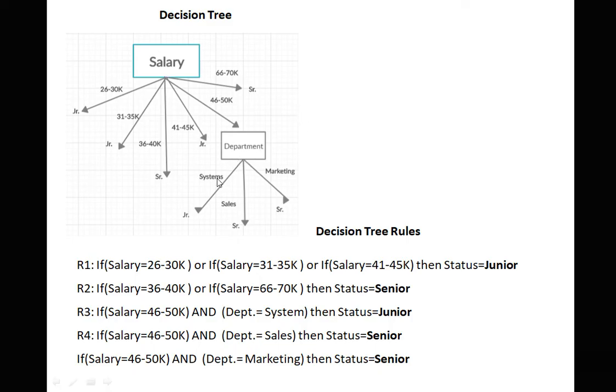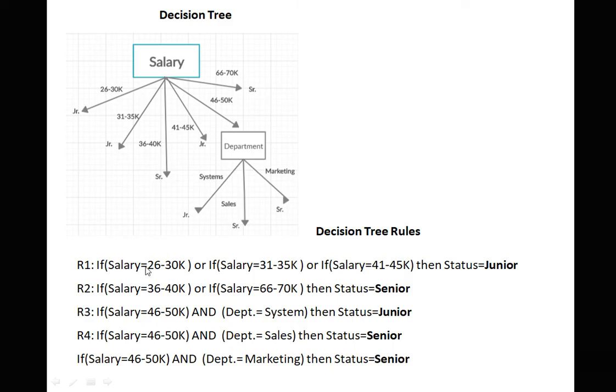So in department 3 branches are there: system, sales and marketing. Whenever system is there, junior, sales senior and marketing senior, and if age comes we are required to divide into 4 categories. Now this is a decision tree, and from that decision tree we can write down the decision rule.